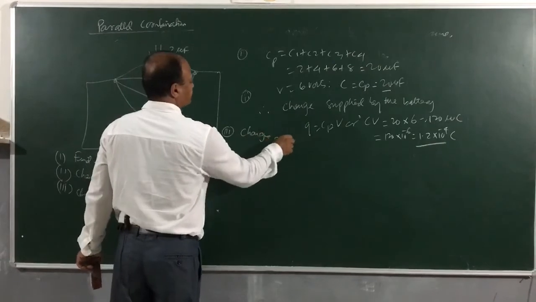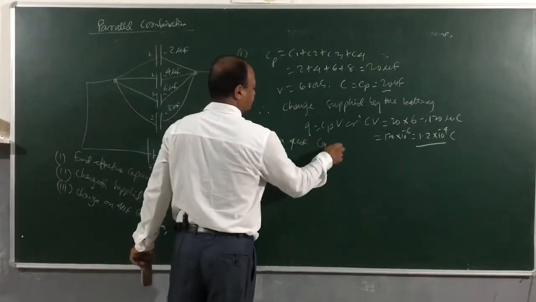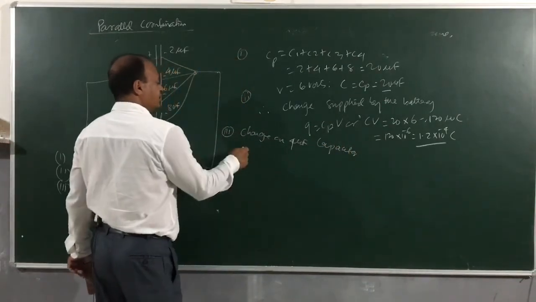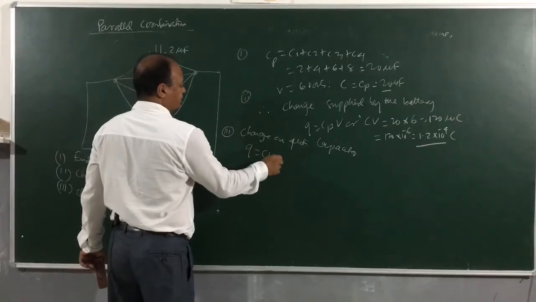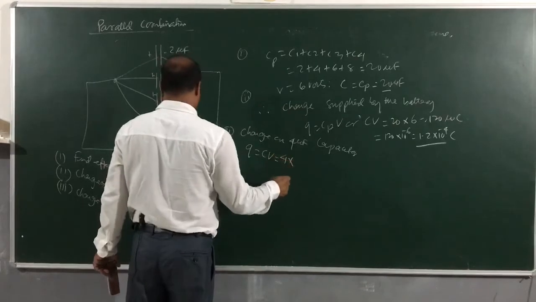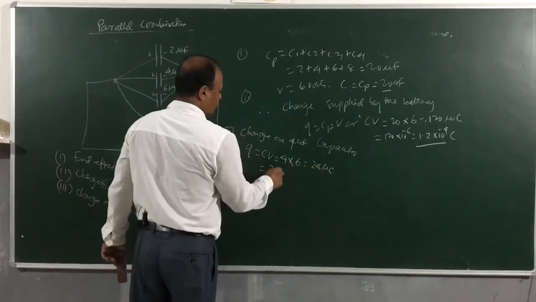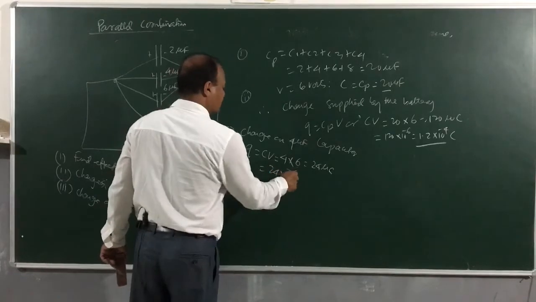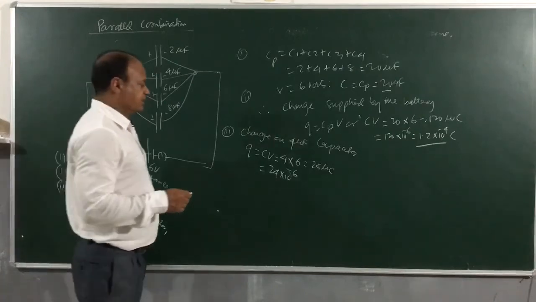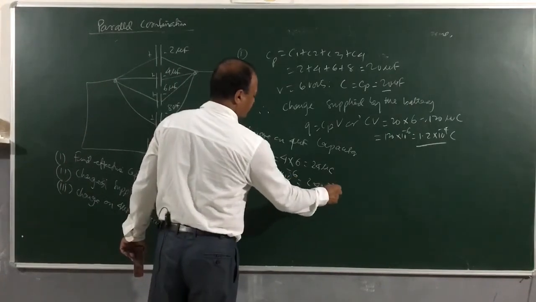Charge on 4 microfarad capacitor. Charge on 4 microfarad capacitors will be Q is equal to C into V. We know C is 4 and V is how much here? 6. So 24 microcoulomb, or 24 into 10 power minus 6. For converting microcoulomb into coulomb, we need to multiply 10 power minus 6. So you can also write 2.4 into 10 power minus 5 coulomb.